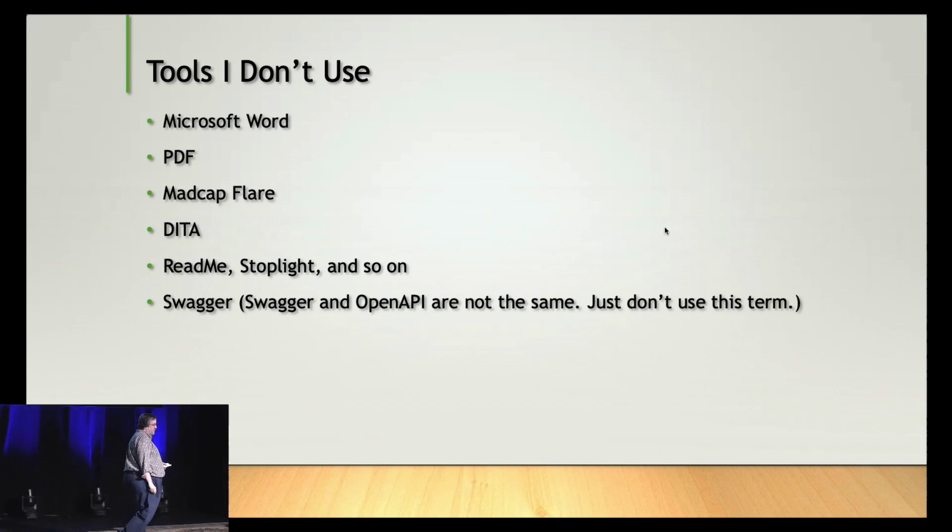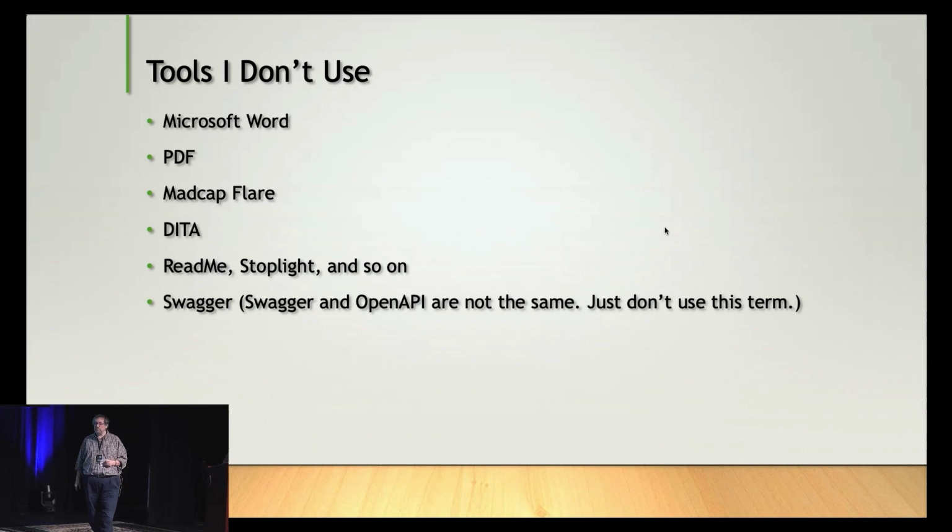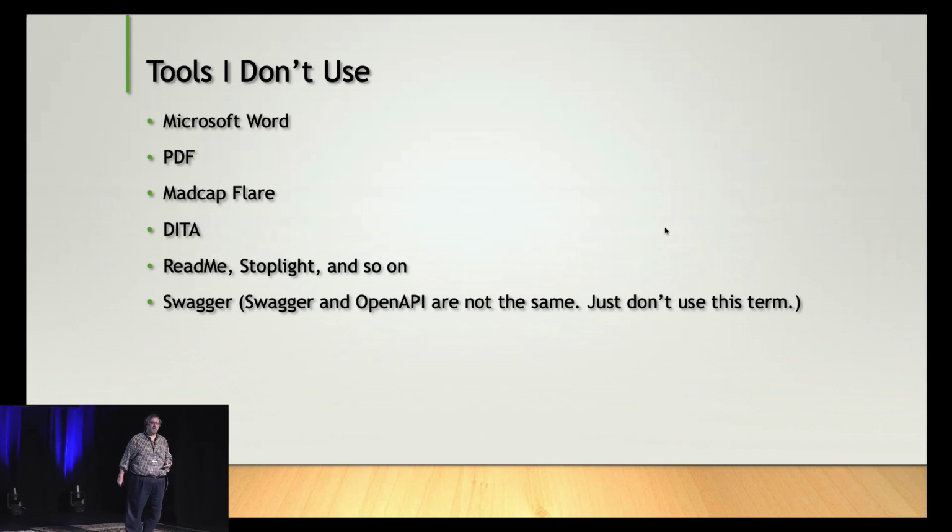Tools I don't use. There's nothing wrong with most of these tools. These are fine tools. They just don't apply to API writing. So I don't use Word. In fact, we're usually converting from Word, PDFs. There is a whole slew of alternate API tools out there: README, Spotlight. They're good, but I just don't consider them professional enough to be enterprise grade.